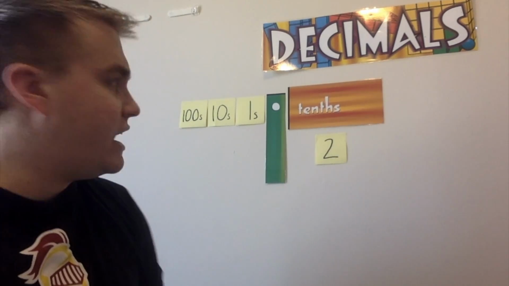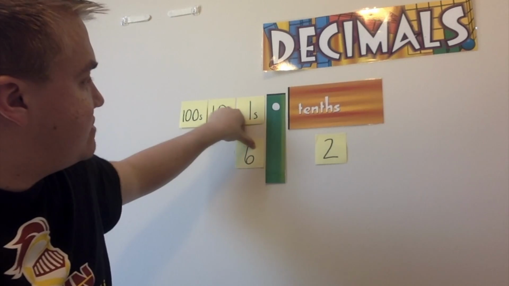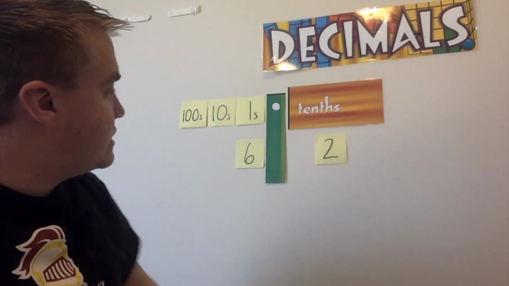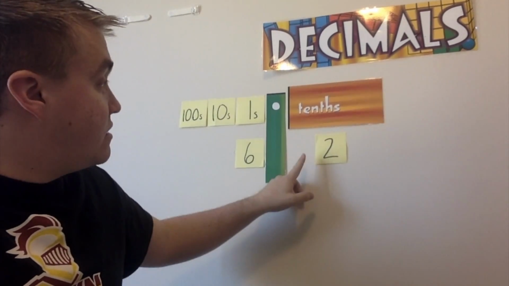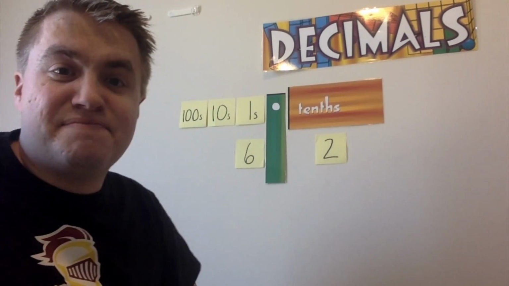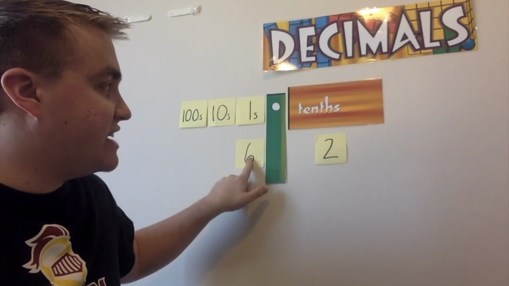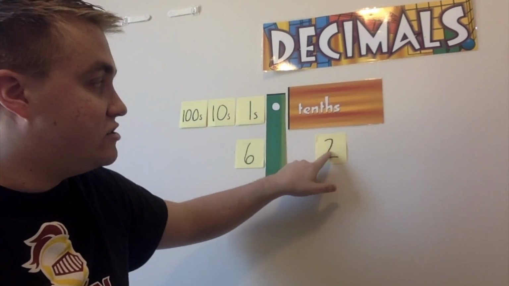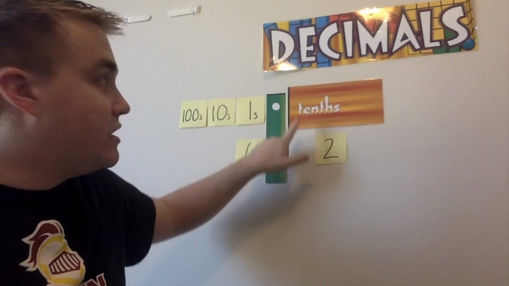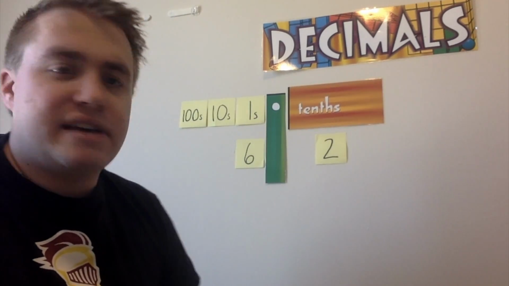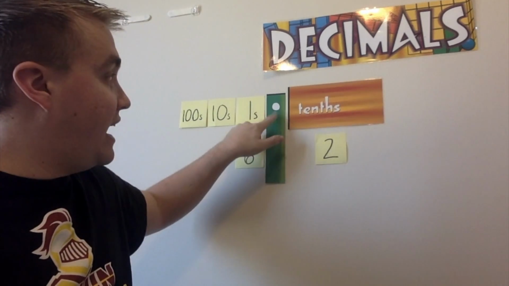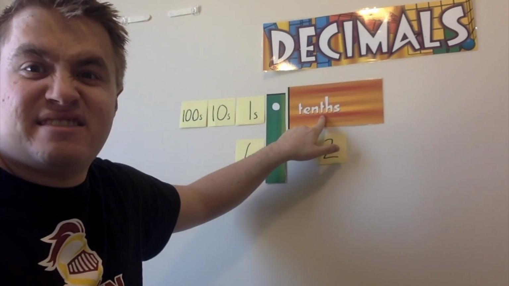Okay, if I had a 6 in my ones place value, and I had a 2 in my tenths, the way that I would read it is 6 and 2 tenths. Okay, the way that you read a decimal is just by saying the word and. I would say I have 6 and 2 tenths.